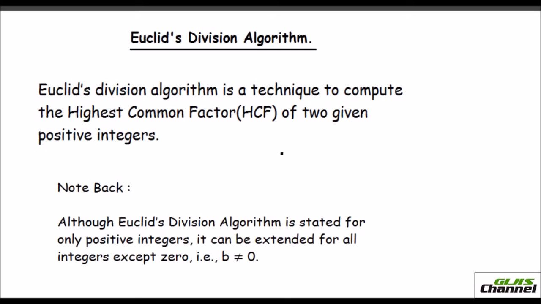And here normally we take only the positive integers. We find the HCF of positive integers. Though Euclid's division algorithm is for positive integers, it could be extended to other numbers, even negative numbers, provided your b is not equal to 0. Except 0, you can find HCF for any numbers.